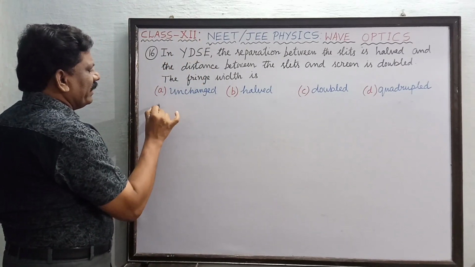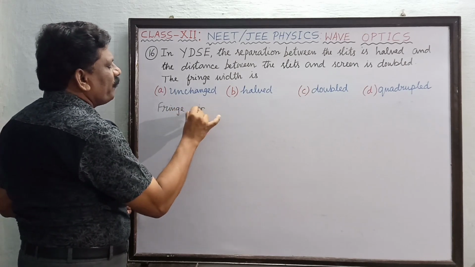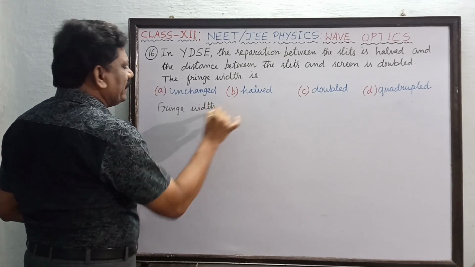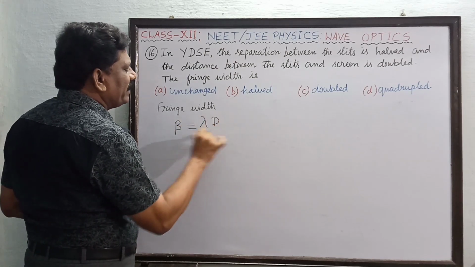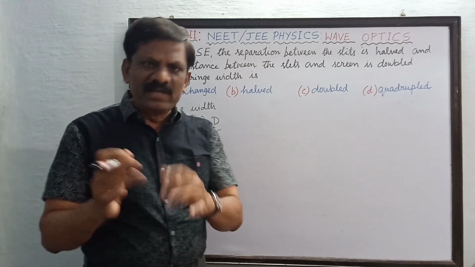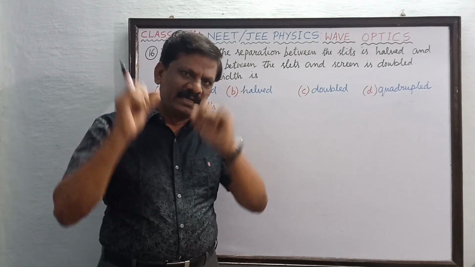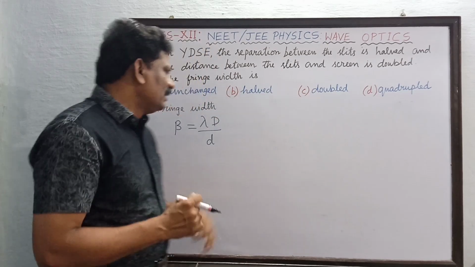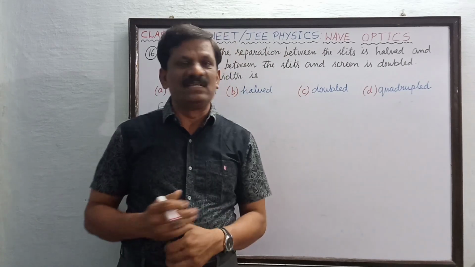So first we will write the general expression for fringe width. Fringe width beta is equal to lambda into capital D divided by small d. In the usual notation, small d is the distance of separation between the two coherent sources, namely the slits, and capital D is always the distance of the screen from the slits.